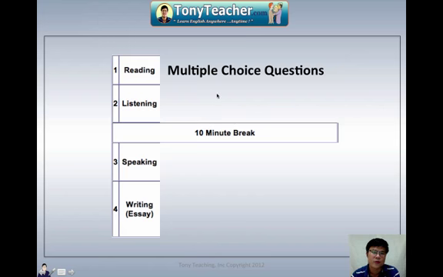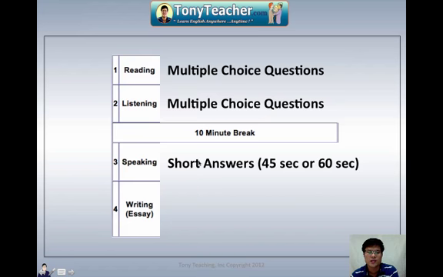The reading section are multiple choice questions. The listening section is multiple choice questions. The speaking questions are short answers, and the answers are either 45 seconds long or 60 seconds long. And the writing section, you need to write 2 essays. And the essays are between 200 to 300 words.